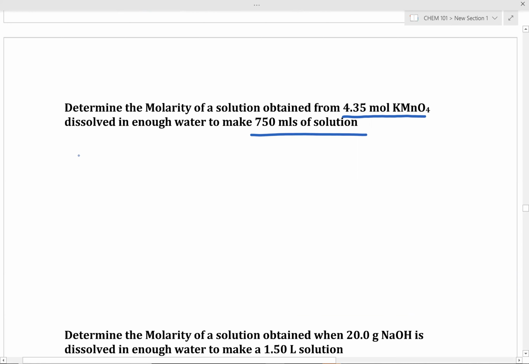Okay, what is the volume of our solution? What's our total volume? 750 milliliters. Now, is there a problem with these milliliters? Molarity, is it mole per mil or mole per liter? Liter. So let's do the conversion.